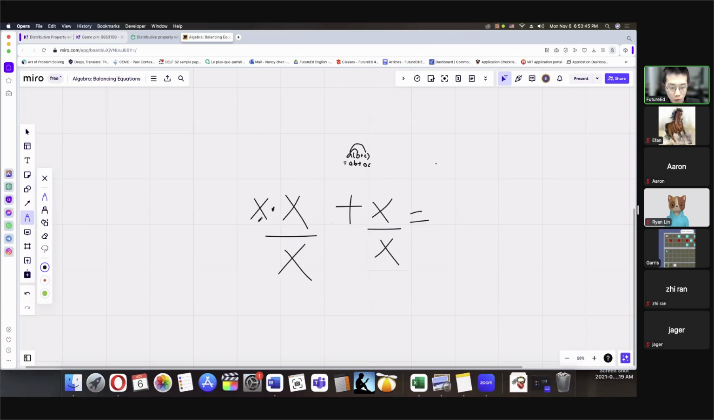So we have x times x divided by x. These x's cancel out, so what do we have left on this side? I just have an x, right? And what about x divided by x? You just did that a while ago. X divided by x is 1. It is 1, okay?